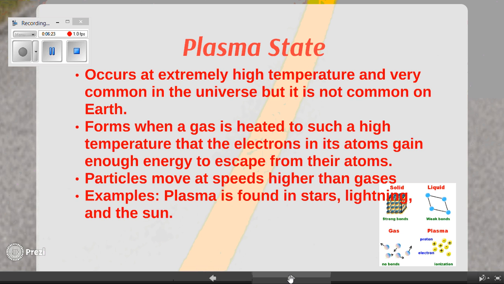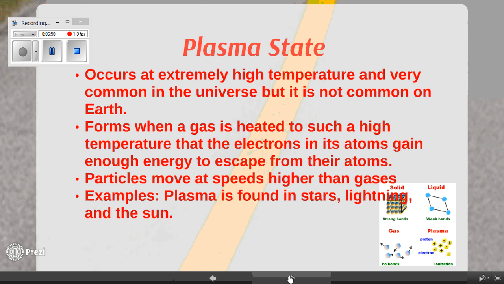Some examples of the plasma state, which is one that we're not that familiar with, would be stars. For example, stars, as you know, are just hot gas, and that is considered the plasma state of matter. Lightning, which is one that we experience here on Earth, would also be considered the plasma state of matter, as well as the sun. The sun, which we know is a star as well, would also be considered the plasma state of matter.